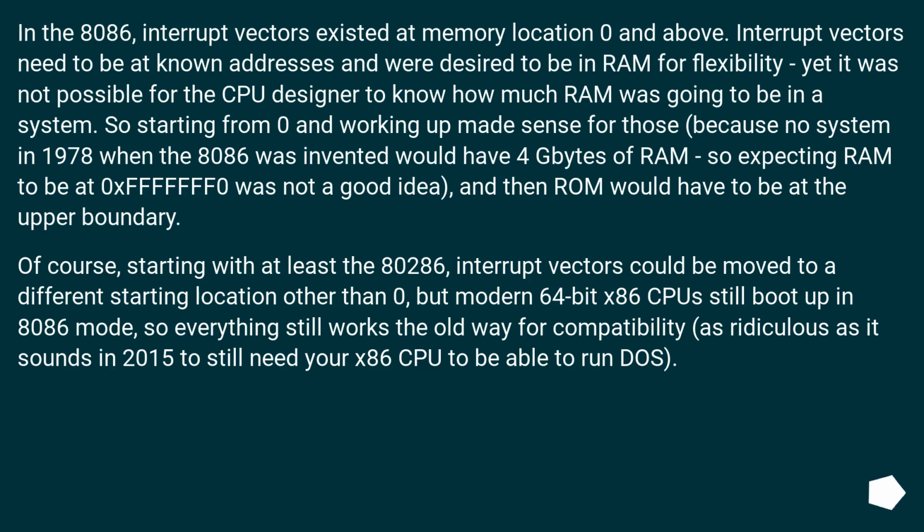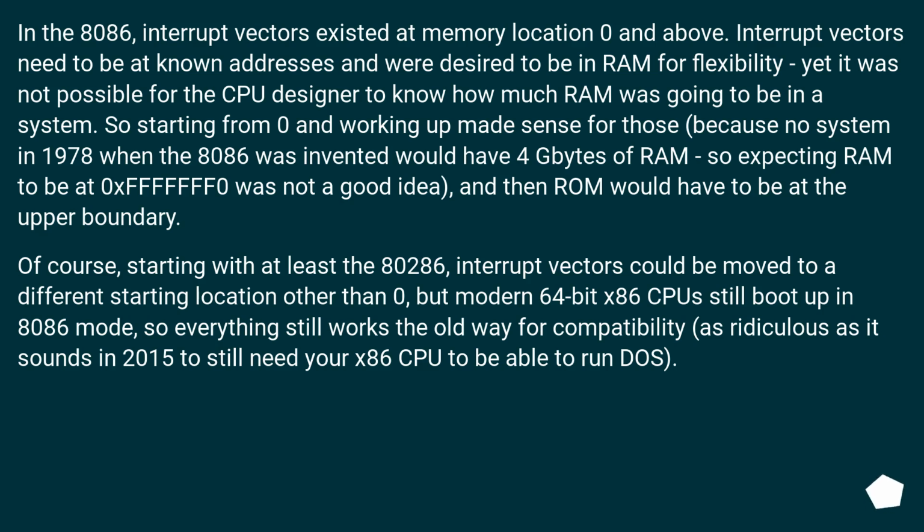So starting from 0 and working up made sense for those, because no system in 1978 when the 8086 was invented would have 4 GB of RAM, so expecting RAM to be at 0xFFFFFF0 was not a good idea, and then ROM would have to be at the upper boundary.